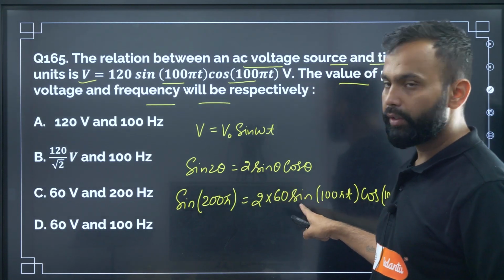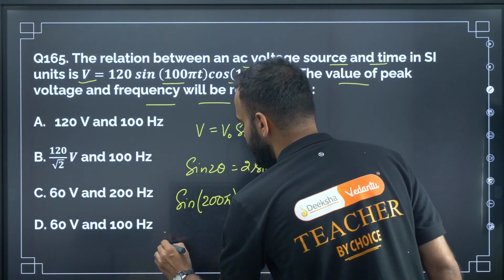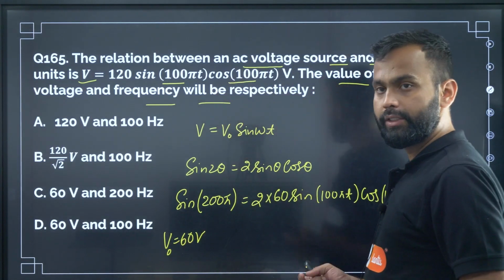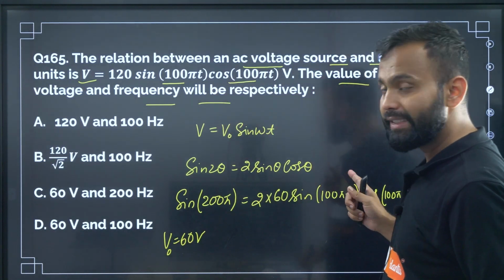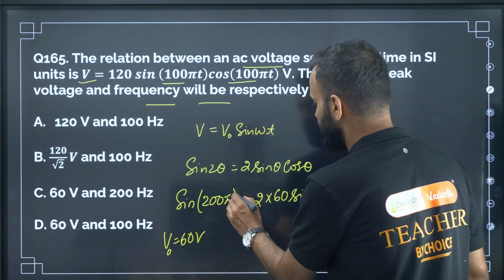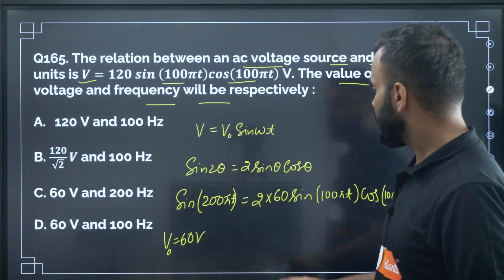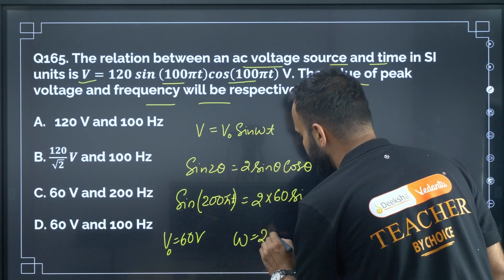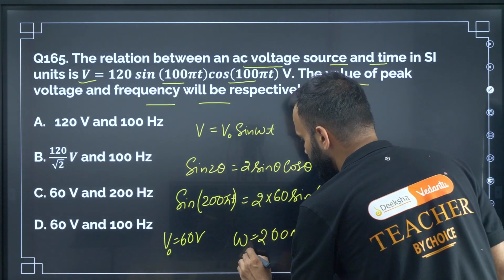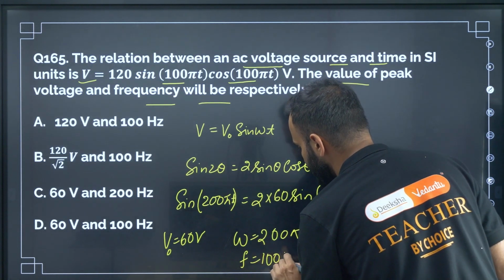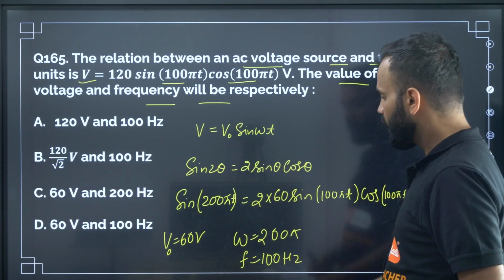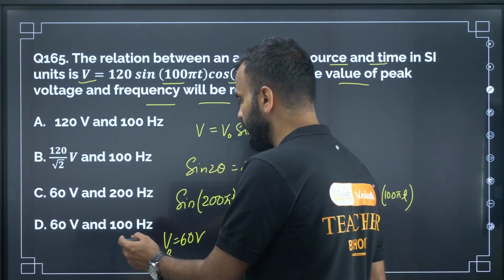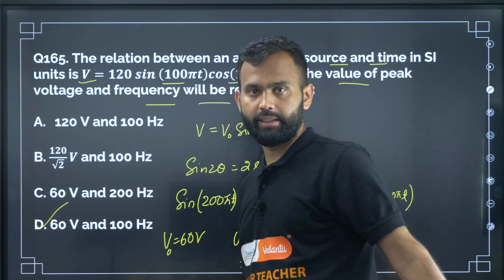Now what is the peak voltage? Here the peak voltage is 60 volt. This is 200 pi t, so what is the value of frequency? Here omega equal to 200 pi. Omega is 2 pi f, so f equal to 100 hertz. So peak voltage is 60 volt, frequency is 100 hertz. So option D is the correct answer.